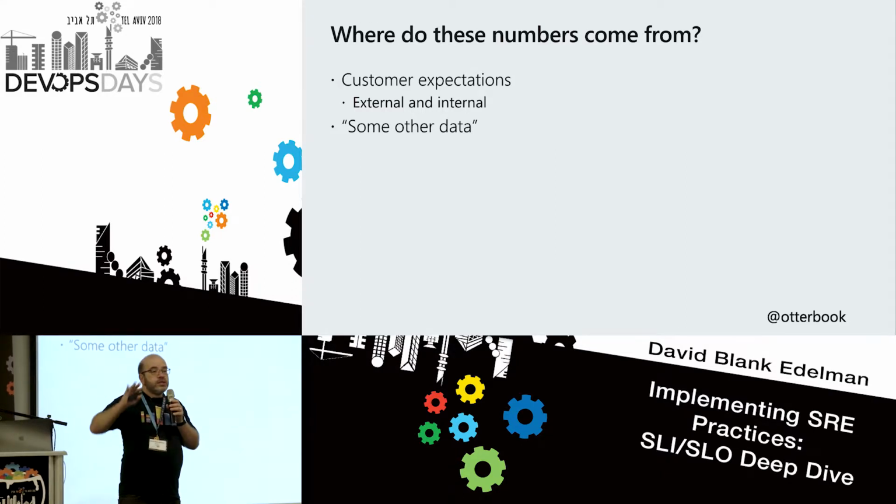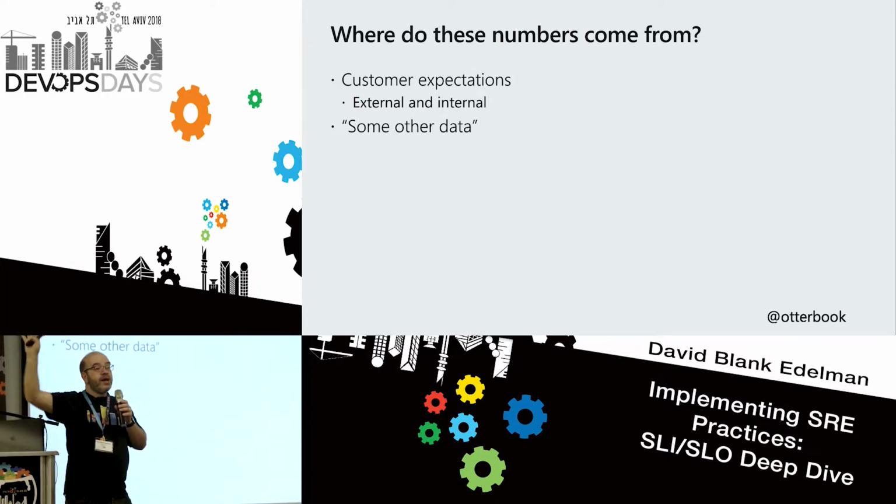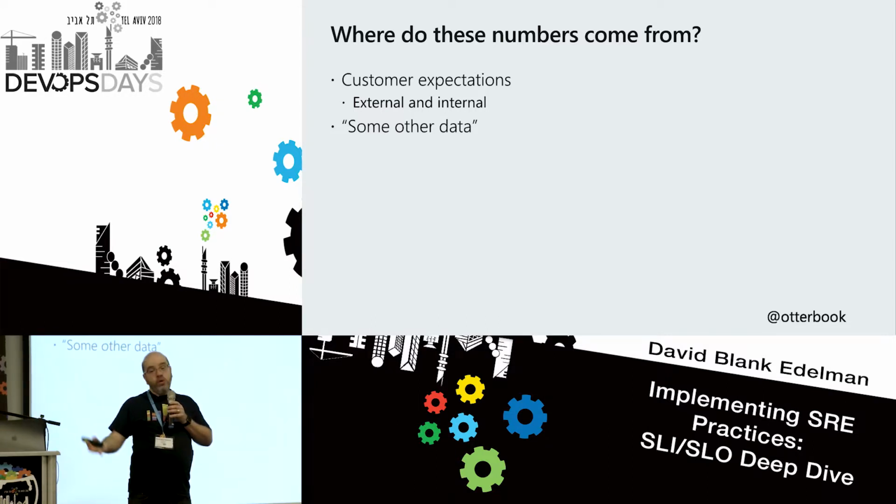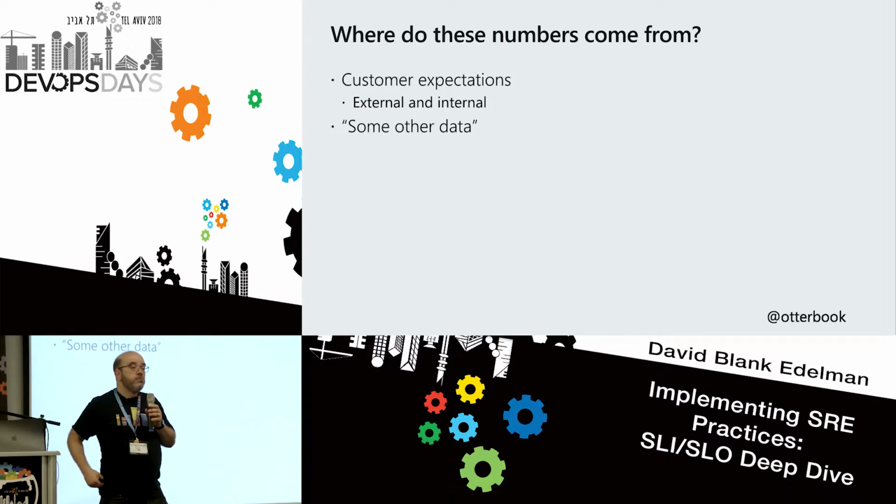Sometimes there's some other data where somebody out there somewhere says, I think the number here should be 90%. And you're like, cool. And you don't know where they got it from, or maybe they don't even know where they got it from, but sometimes somebody will just hand you a number, and you could use that number if you wanted to.